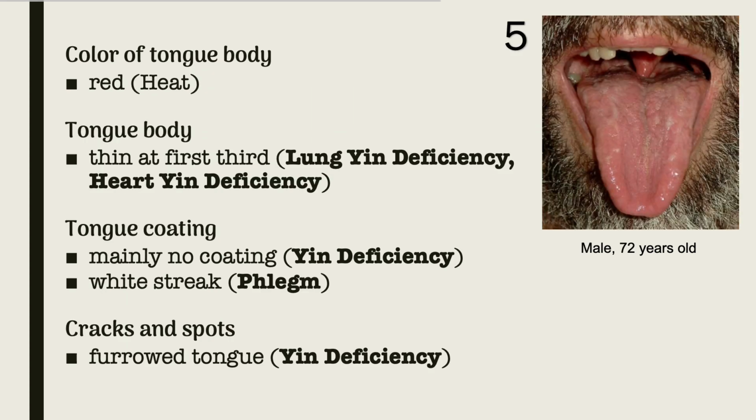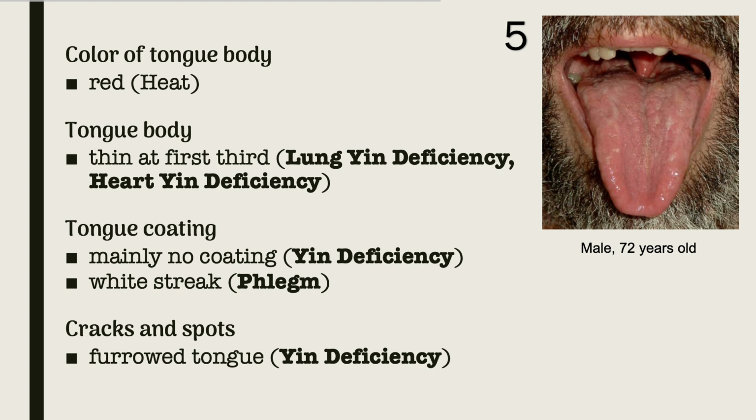Tongue number 5 belongs to a 72-year-old male. Color of the tongue body is red, representing heat, and the tongue body is thin at the front third. Lung yin deficiency, heart yin deficiency. Mainly, we don't see any coating, so there is yin deficiency. And we notice a white streak, which means phlegm.